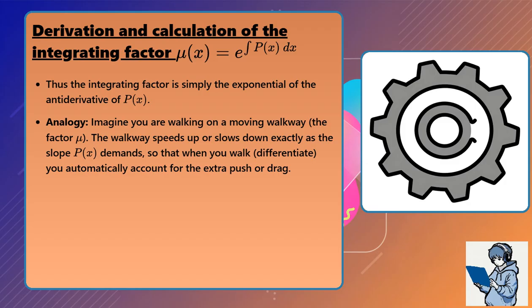Analogy: imagine you are walking on a moving walkway. The factor mu, the walkway, speeds up or slows down exactly as the slope p(x) demands, so that when you walk and differentiate, you automatically account for the extra push or drag.